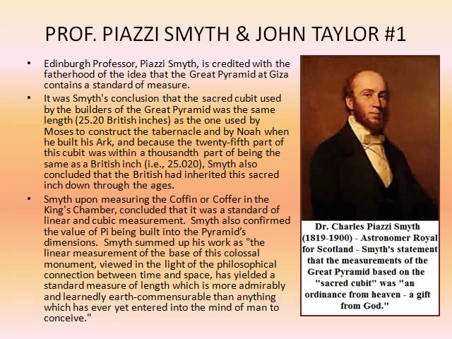Having measured it, Smythe's conclusion was that the sacred cubit used by the builders of the Great Pyramid was the same length, 25.20 British inches, as the one used by Moses to construct the tabernacle and by Noah when he built his ark. And because the 25th part of this cubit was within a thousandth part of being the same as a British inch, that is 25.02, Smythe also concluded that the British had inherited this sacred inch down through the ages.